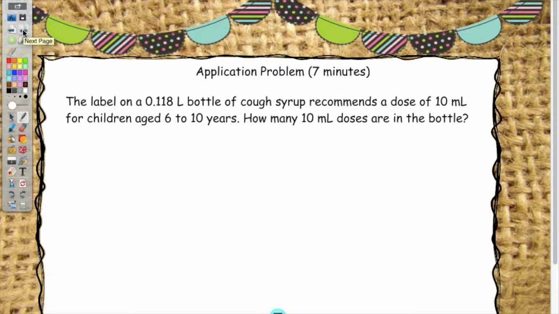This is a word problem. The label on a 1/8 liter bottle of cough syrup recommends a dose of 10 milliliters for children aged 6 to 10 years. How many 10 milliliter doses are in the bottle? So the question I have to answer is right here. Okay? What can I cross off? Anybody know?